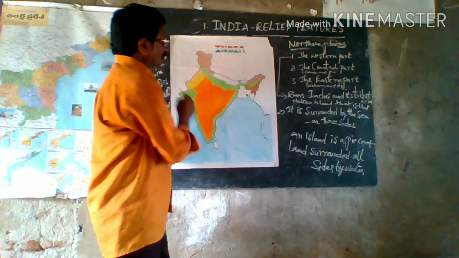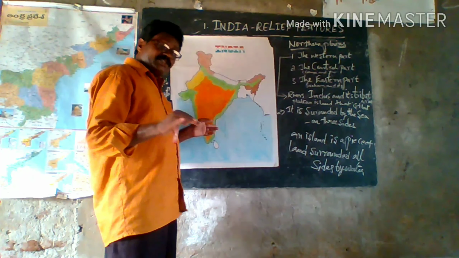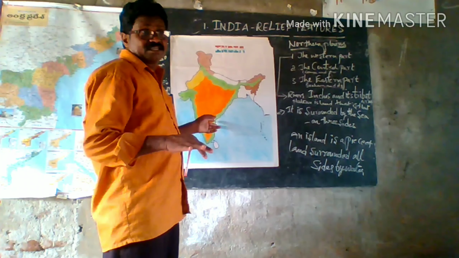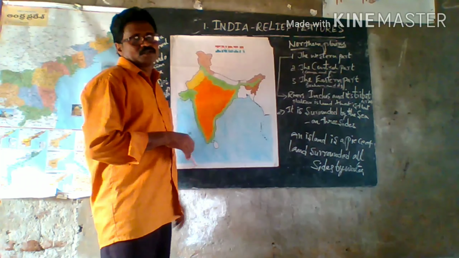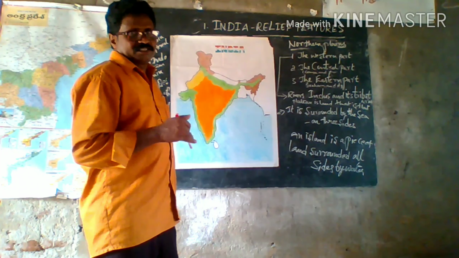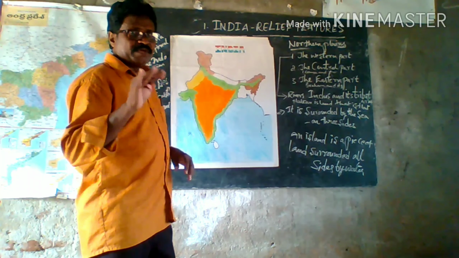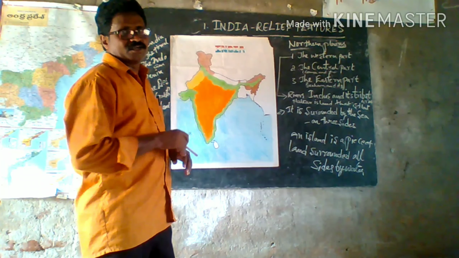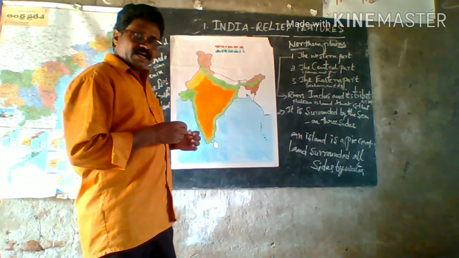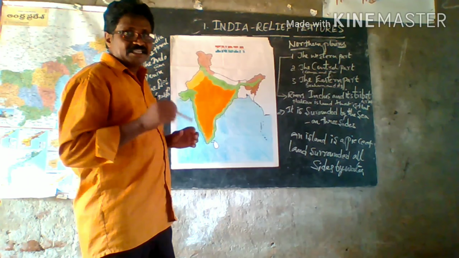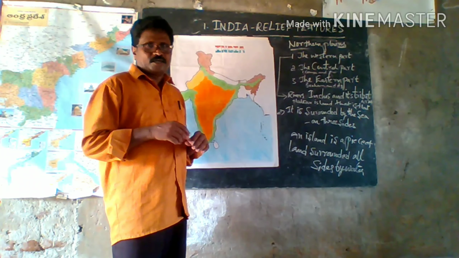Which is the highest peak in the Eastern Ghats? Where is it? Aromakonda is the highest peak in the Eastern Ghats, situated near Chintapalli. It is in Andhra Pradesh. It is in our state. Did you understand?